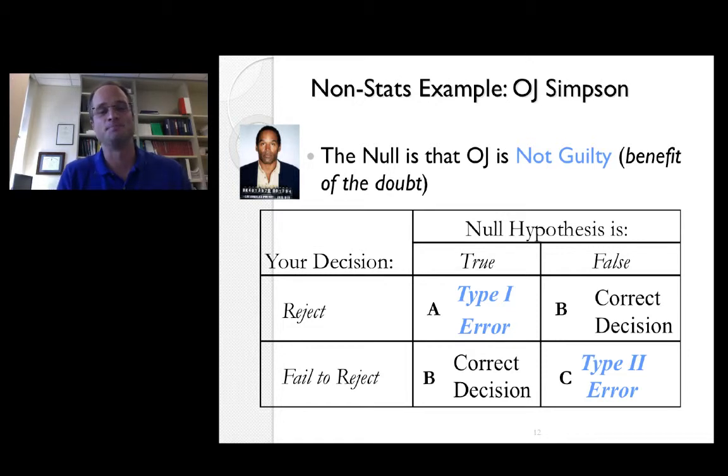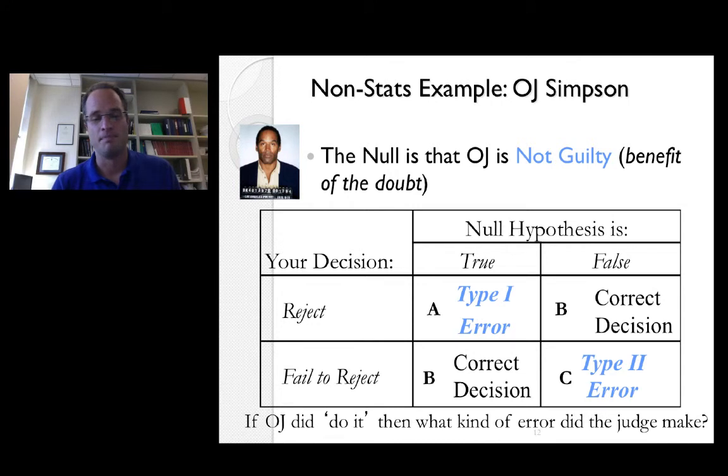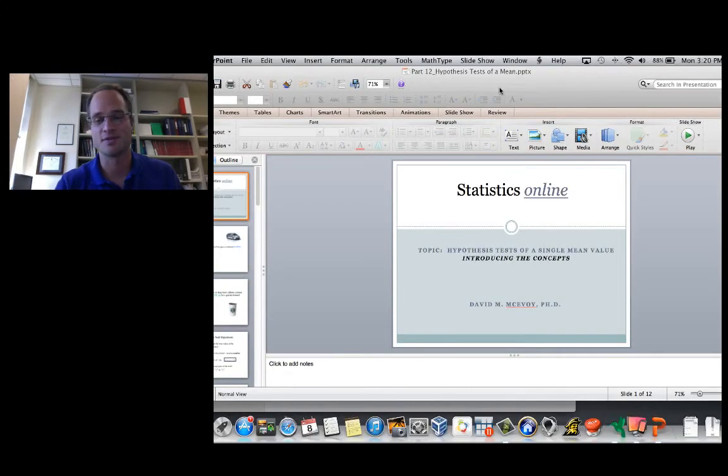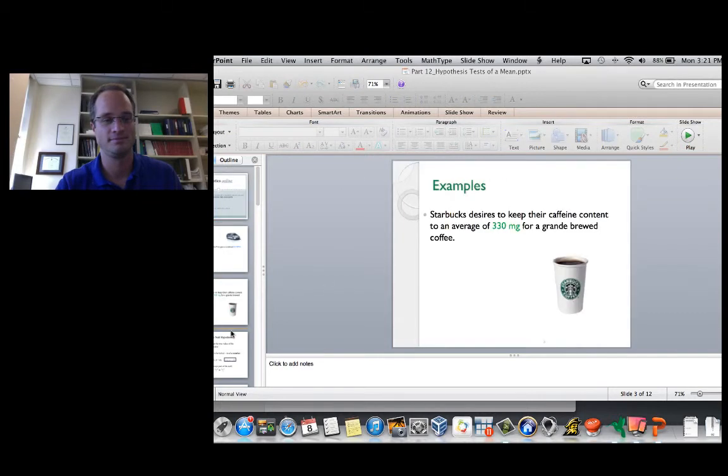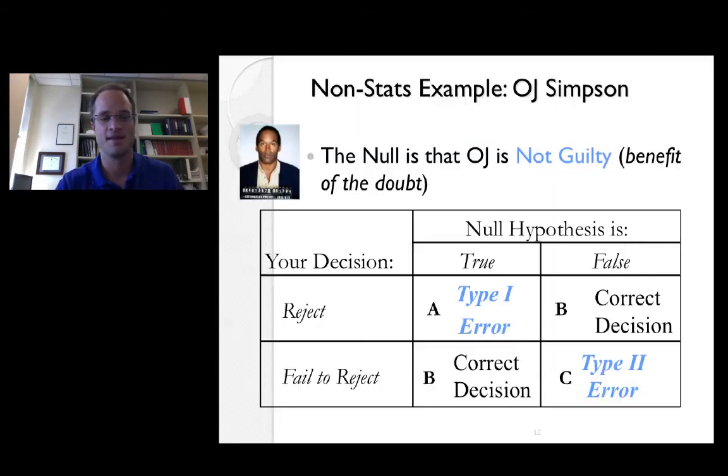And if we consider what happened, right, he was found not guilty. Okay, he was found not guilty. Below here on the slide, if O.J. did do it, if he did actually do the double homicide, then what kind of error did the judge or the jury, more precisely, make? And the answer to this question is C, a type 2 error.